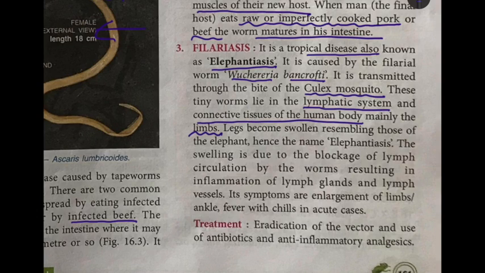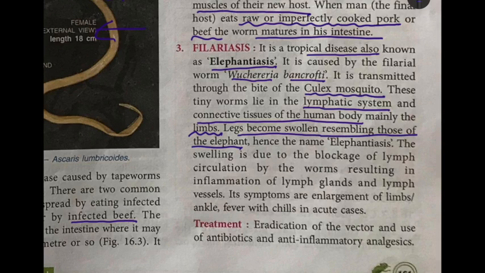Now when we talk about the lymphatic system, we are talking about the liquid part of blood which oozes out from the blood vessels, surrounds the cells, and then there are separate vessels through which this lymph flows and finally goes back into the blood vessels. Okay, so we find these worms living in the lymphatic system. And what are the symptoms? The legs become swollen, resembling those of the elephant.